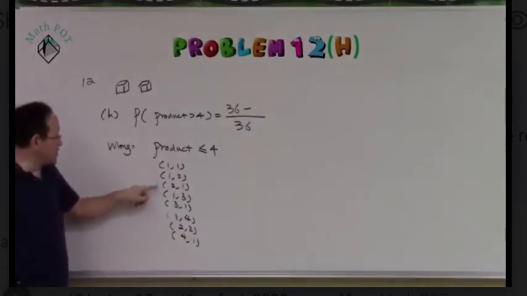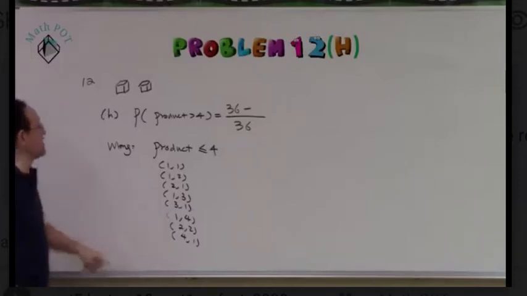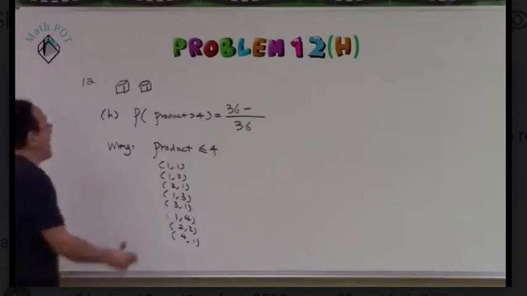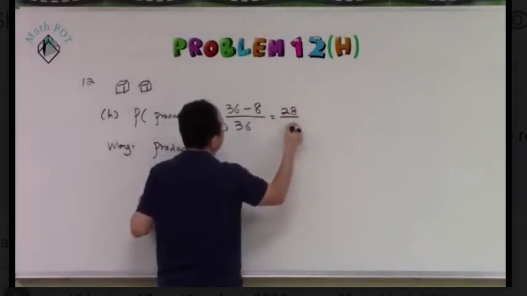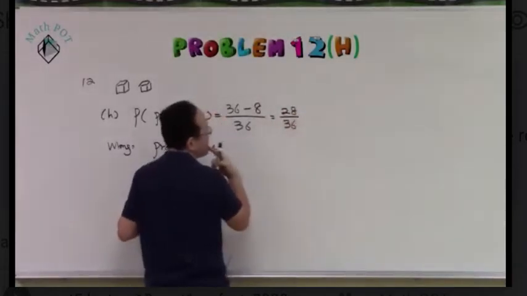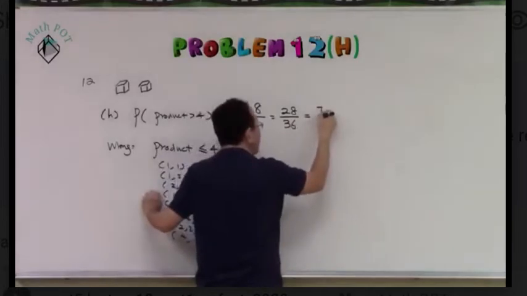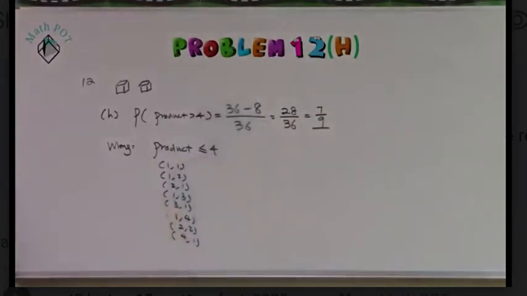Let's quickly count: 1, 2, 3, 4, 5, 6, 7, 8. We figure 8 is the wrong answer. That gives us a right answer of 28 over 36. Simplify by dividing by 4, and we figure the answer is 7 over 9. That is the answer for this one. Make sure you fully understand.